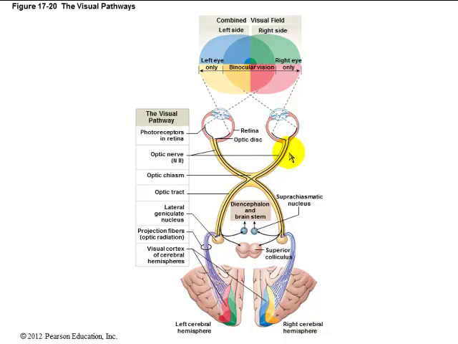Here are your optic nerves. Here's the optic chiasm. Here are the optic tracts. These little blobs here, the lateral geniculate nucleus, is part of the thalamus. This term, lateral geniculate nucleus, is not on your test. The thalamus is.